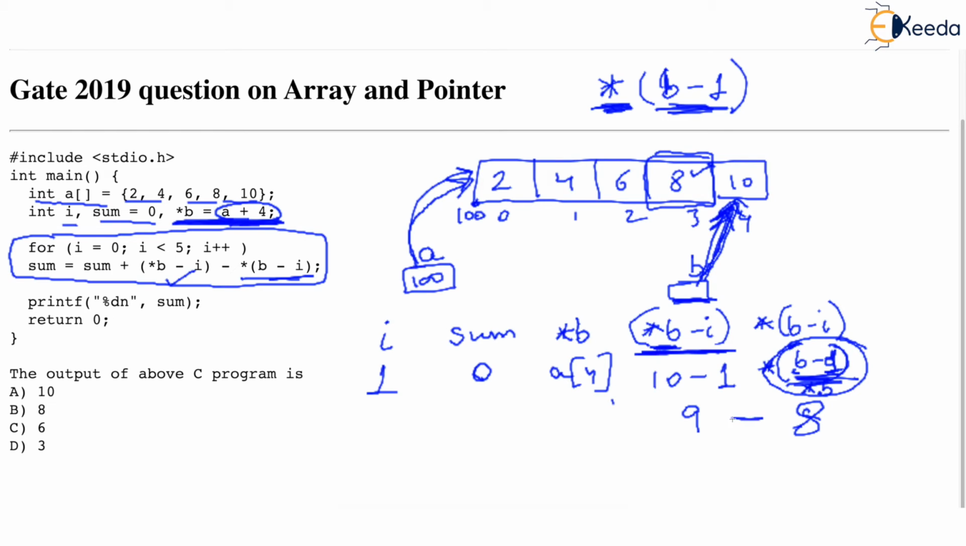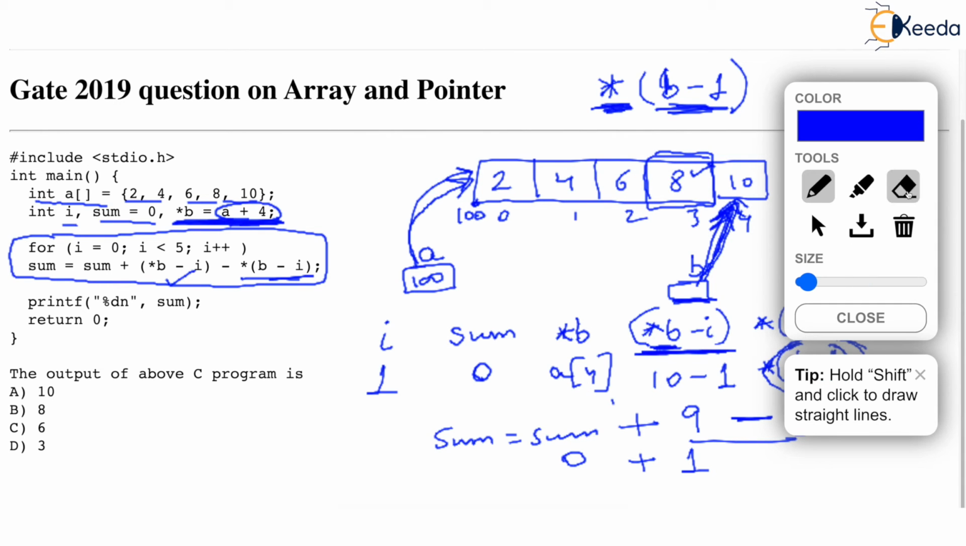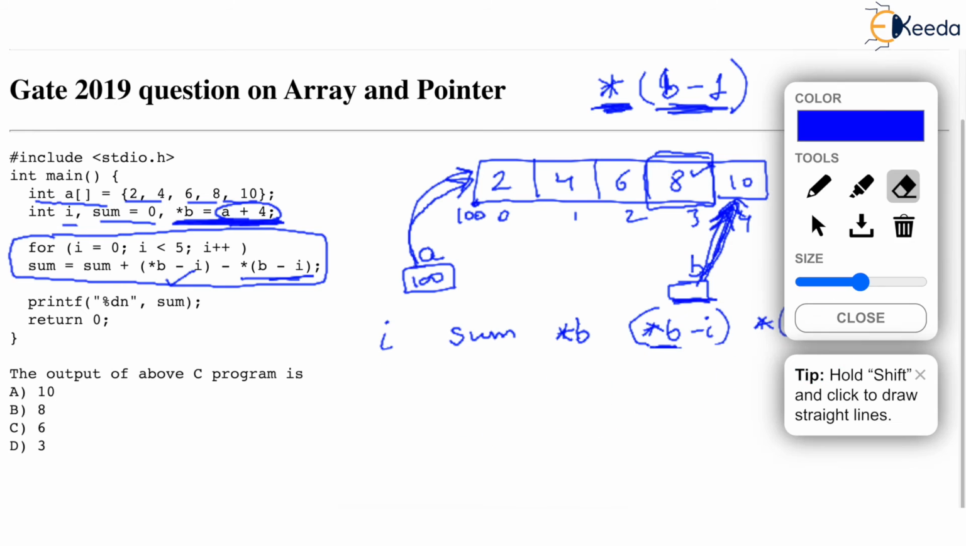And we are subtracting this, and we are saying sum should become equal to sum plus this. Now sum is anyway 0. 0 plus 9 minus 8, which is 1. So sum is now going to become 1 after the second repetition. So by this time, one should get some idea of what we are doing during each repetition.